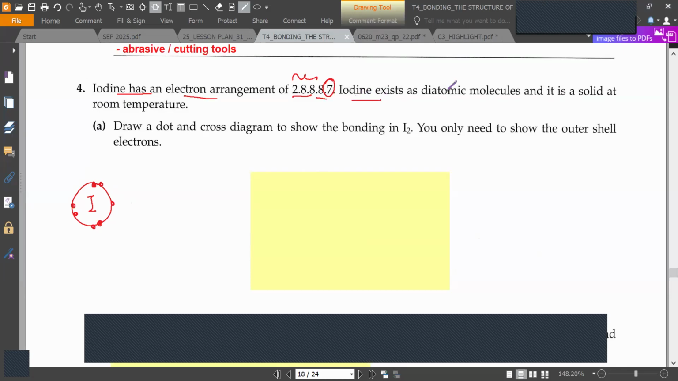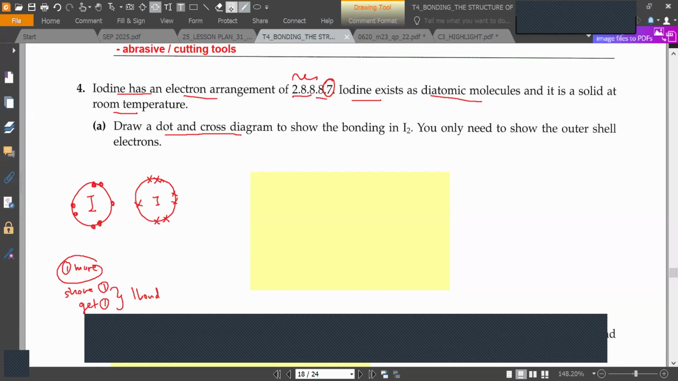Iodine exists as diatomic molecules and it is a solid at room temperature. Draw a dot and cross diagram. Iodine has 7 outer electrons, so it only needs one more electron. So it will share one electron and get one electron, forming one bond. Iodine: 1, 2, 3, 4, 5, 6, 7.